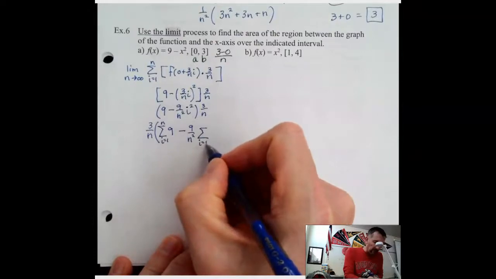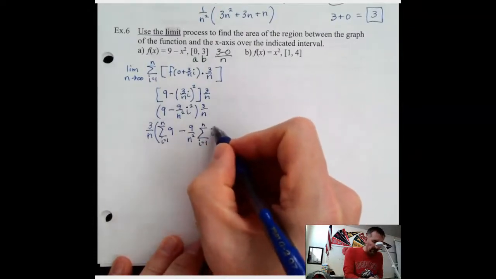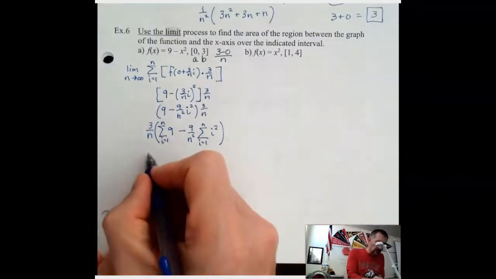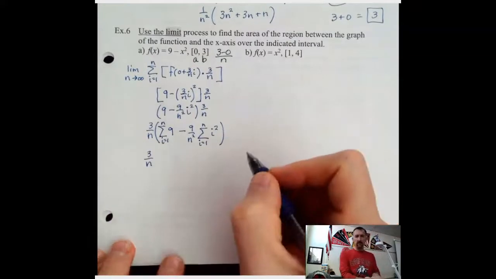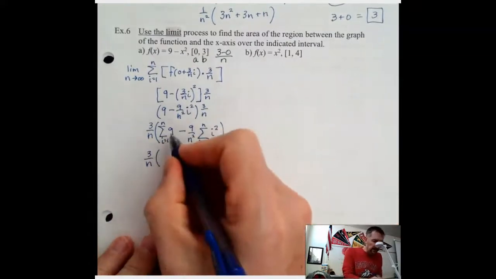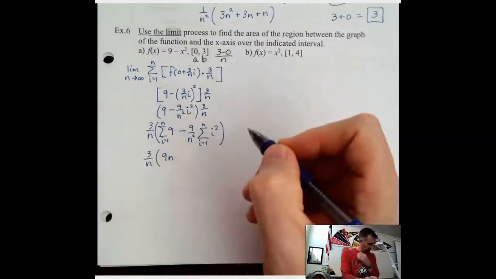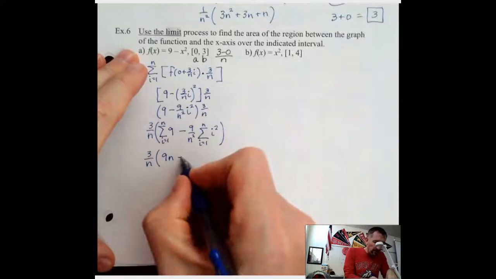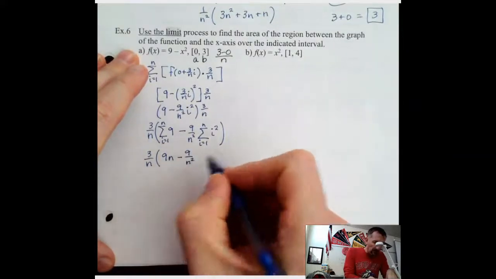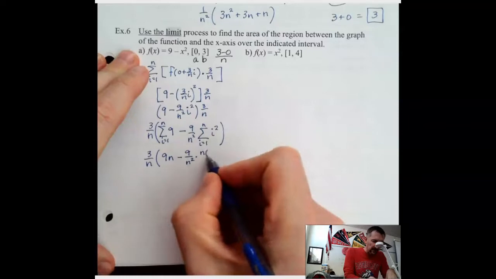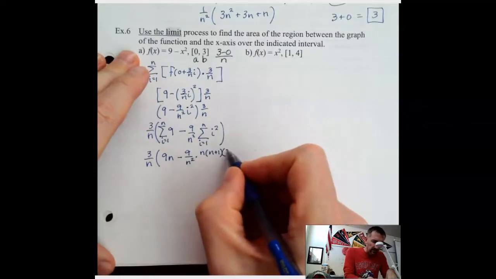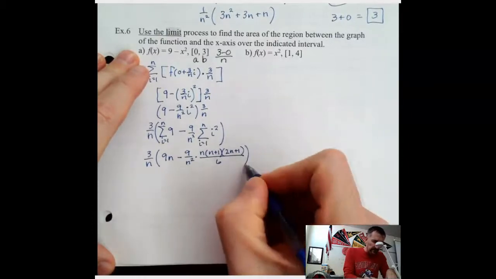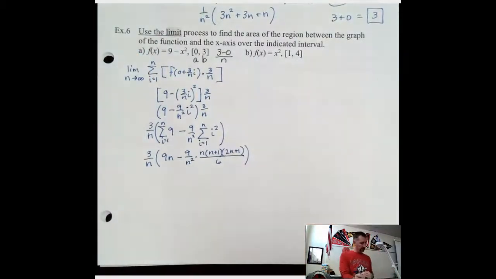Get that out of the way. And that's going to be our I squared. Okay? So now this is 3 over n. And this is 9n. And now the I squared formula, that's n times n plus 1 times 2n plus 1 over 6. Okay?